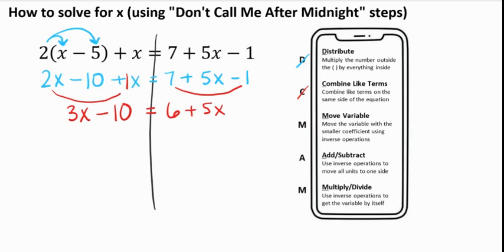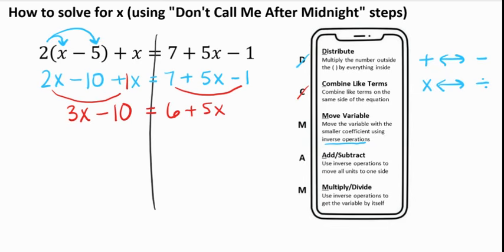And it says move the variable with the smaller coefficient using inverse operations. Remember, inverse operations means like the opposite. So if I have adding, the opposite is subtracting. And the same thing is true backwards. So the opposite of subtracting is adding. And then with multiplication, the opposite is division. And then again, the same thing is true backwards. The opposite of division is multiplication.